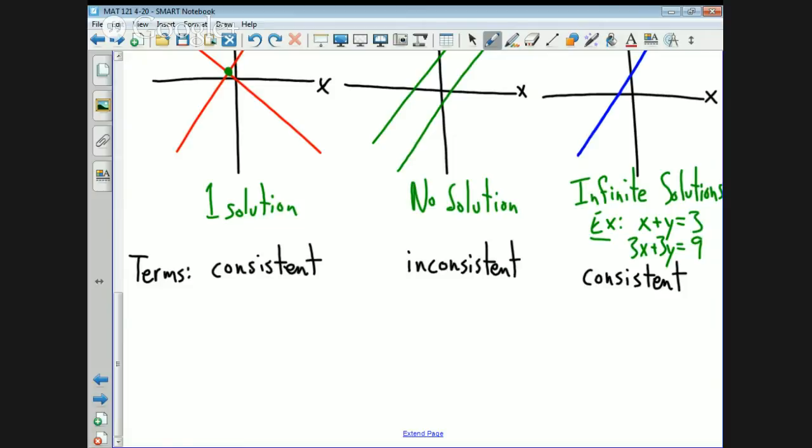In terms of variables and how they relate to each other, what they would say for the one solution case is that it's an independent situation, which means that the x didn't depend on the y to get to your solution, and the y didn't depend on the x to get to the solution. The no solution case, technically these are independent, and their answers are inconsistent, but there's nothing saying that the x and y are depending on each other. Well, in the infinite solution case, there is some dependency.